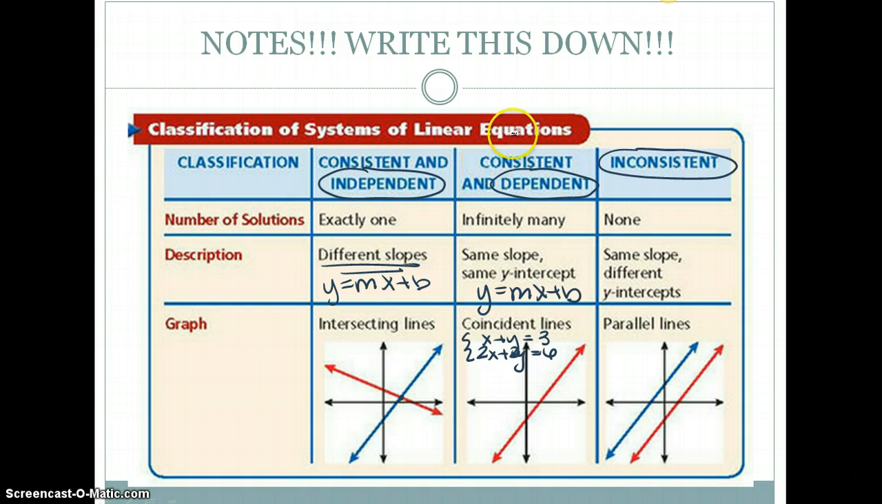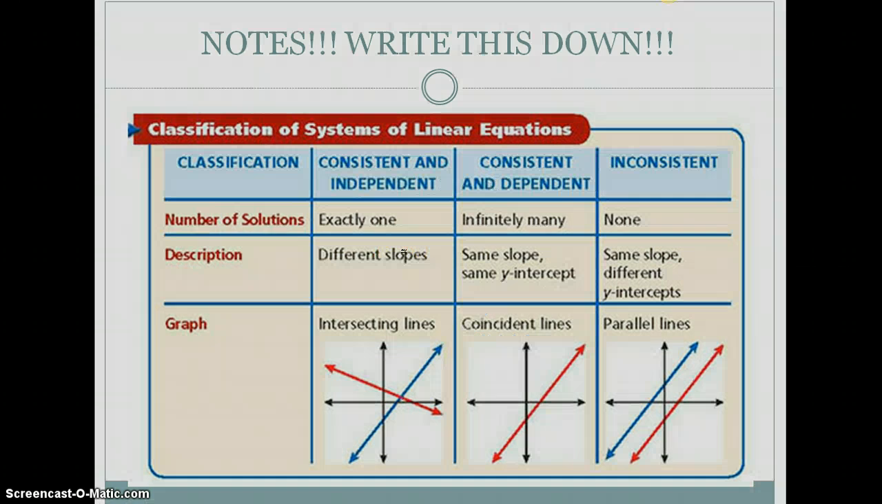You're just going to have to figure out a way to remember them. If you think about dependent, one depends on the other, so they're the same. Inconsistent, by definition, means that they're similar but they're not identical. So same slope but different y-intercepts would be an example of something that's inconsistent, while independent means they're completely unrelated. Different slopes would mean that they are completely unrelated.